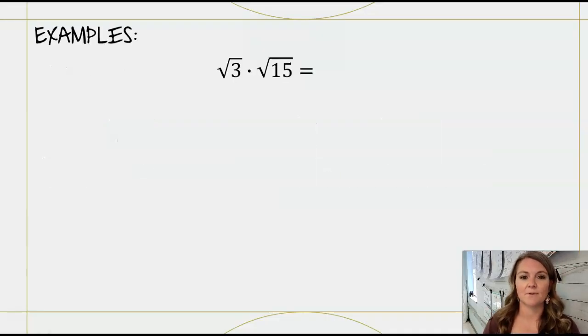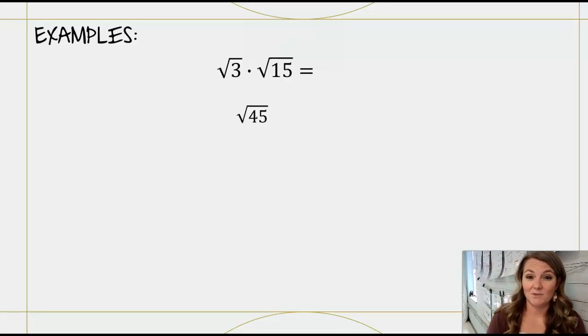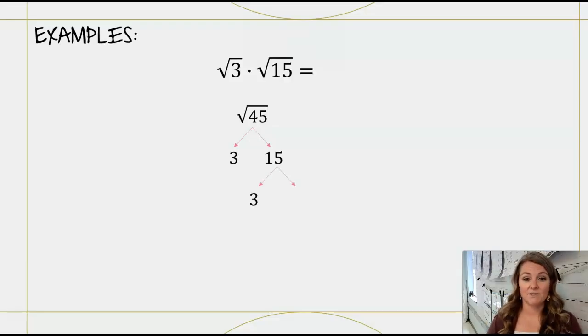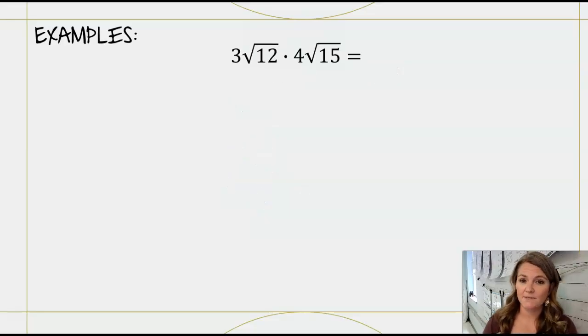So I have my first example, the square root of 3 times the square root of 15. I don't have any outsides, so 1 times 1 is still just going to give me 1, and then 3 times 15 is 45. Tree out 45, I get 3 and 15. 15 is 3 and 5. My index is 2, so I'm going to circle my doubles. So 3 goes on the outside, 5 is my leftover, and it goes underneath. So that is 3 times the square root of 5. And that's it.